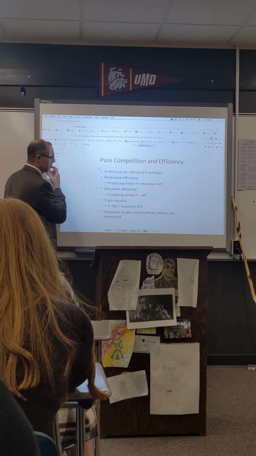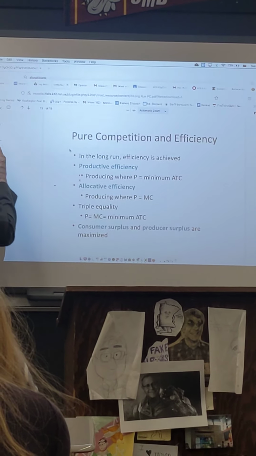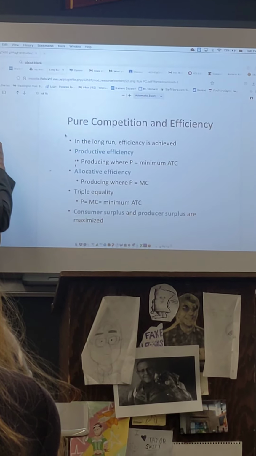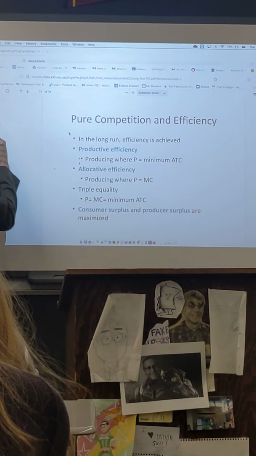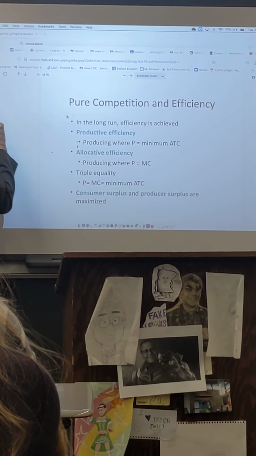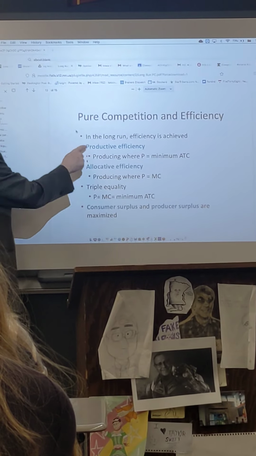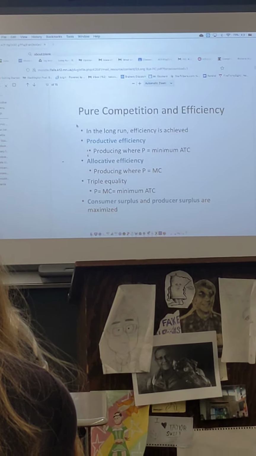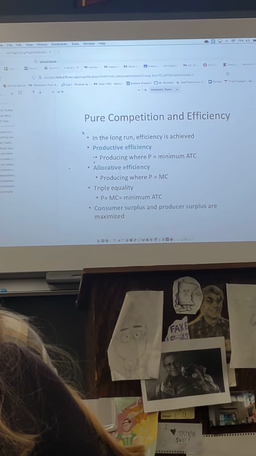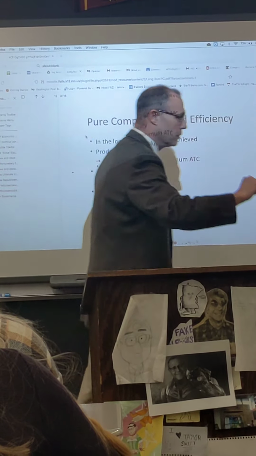Now what are we talking about here? In the long run, PC is productive efficiency. Do you remember what productive efficiency is? Who can tell me? We're in trouble. We're in big trouble right now. What's allocative efficiency and productive efficiency? We are all in trouble. Yeah? Productive efficiency is anywhere along the curve. You're good.